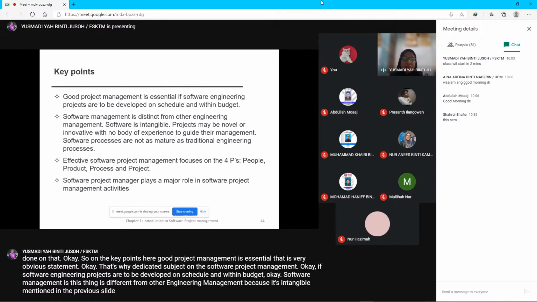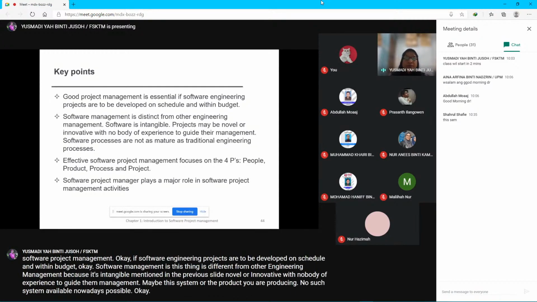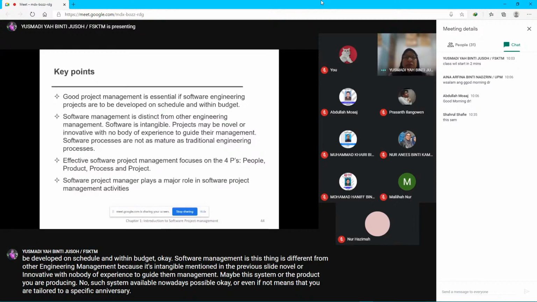It is also novel or innovative, with nobody of experience to guide the management. Maybe the system or product you are producing has no such system available nowadays. Or even if there is, it is tailored to a specific end user with very specific requirements or expectations.